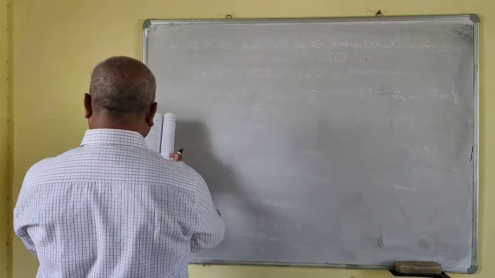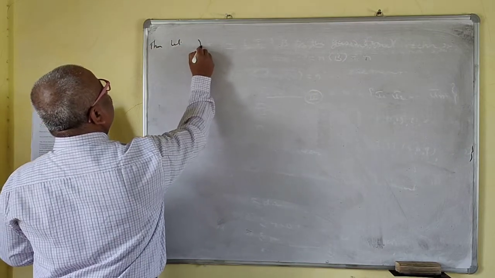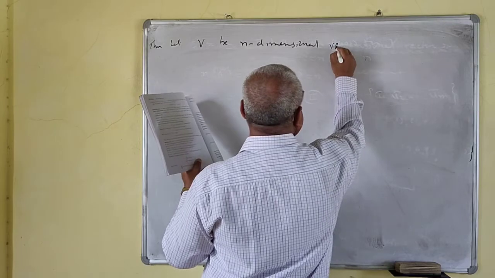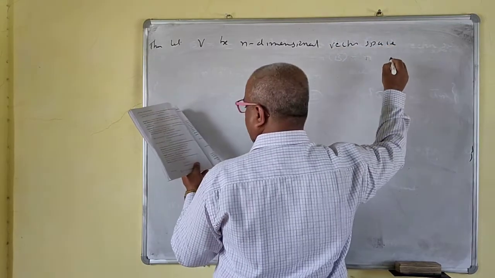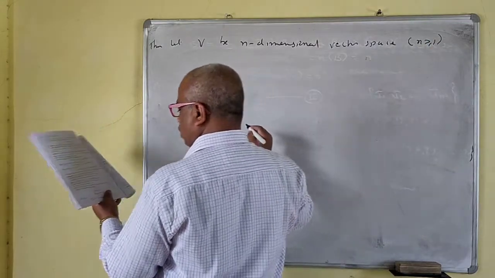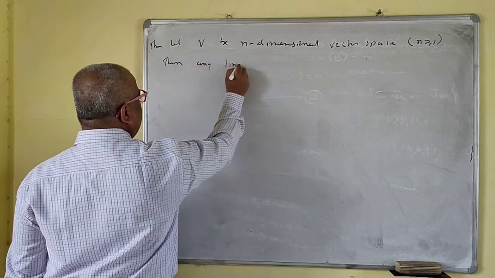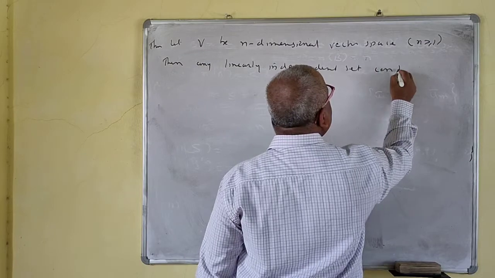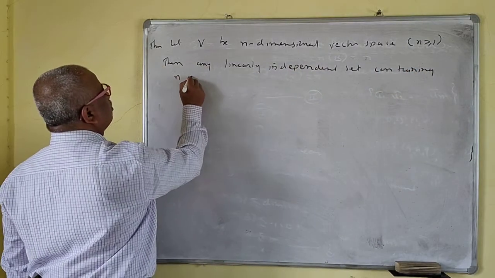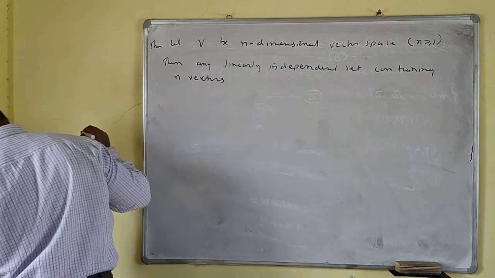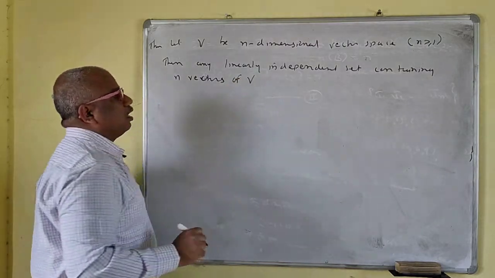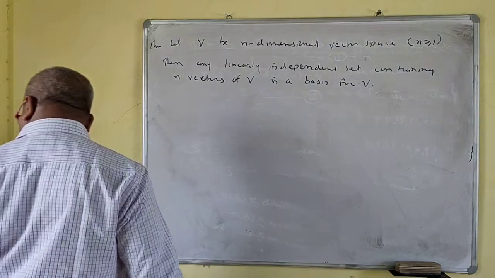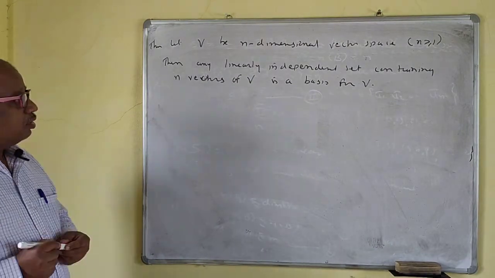So one more important theorem is this. Let V be an n-dimensional vector space, so n is greater than or equal to 1, this is obvious. Then any linearly independent set containing n vectors of V is a basis for V. This is a very important theorem. Okay, so proof.